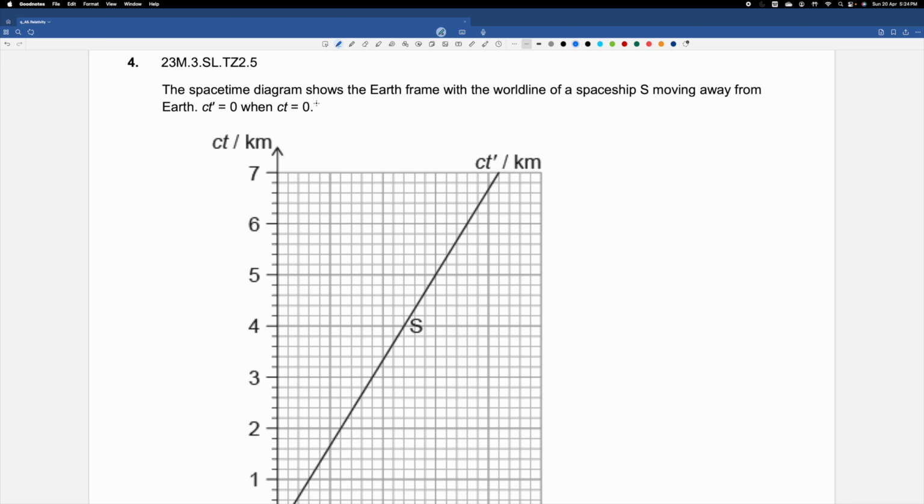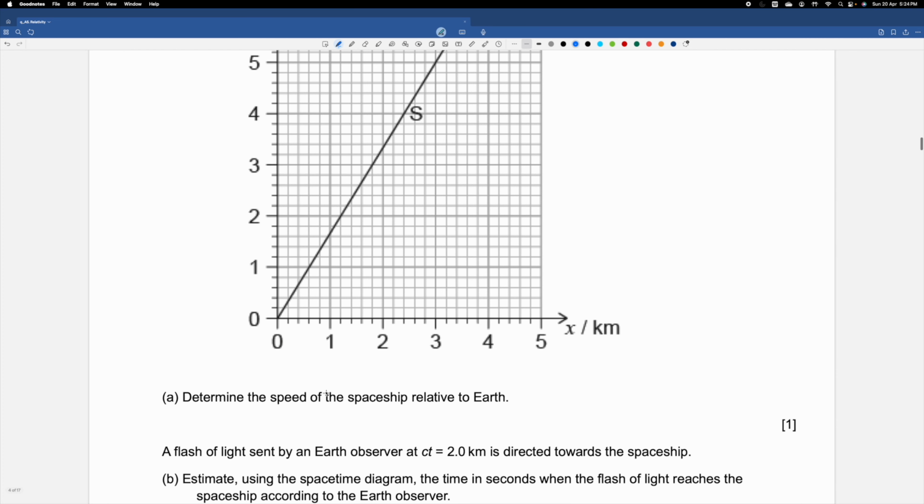A space-time diagram shows the Earth frame with the world line of a spaceship S moving away from Earth, ct prime is 0 when ct is 0. That means the origin of both the moving frame and the stationary frame overlap at time 0. First question: determine the speed of the spaceship relative to the Earth. We can use the value of theta here to determine the speed, where tan theta equals v over c. That implies v equals c times tan theta.